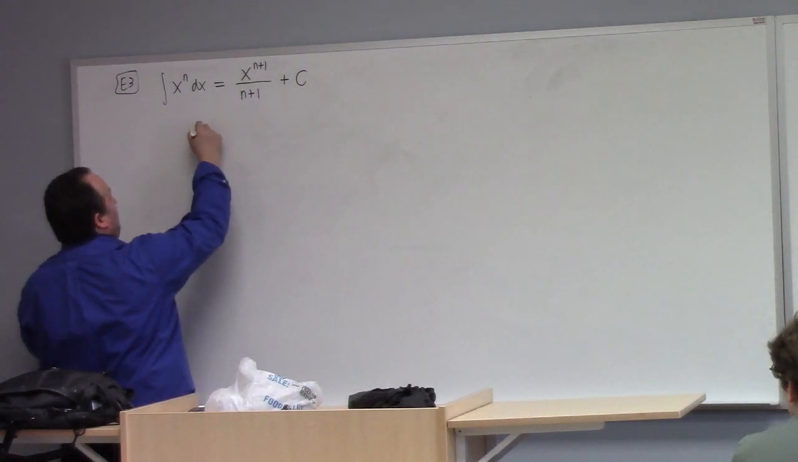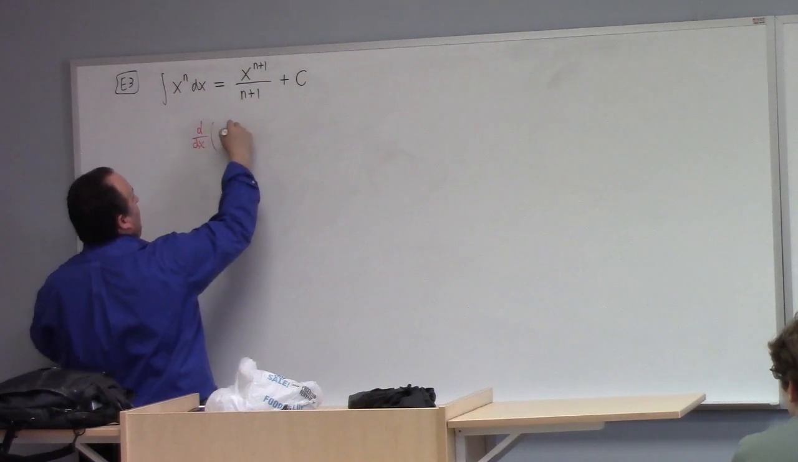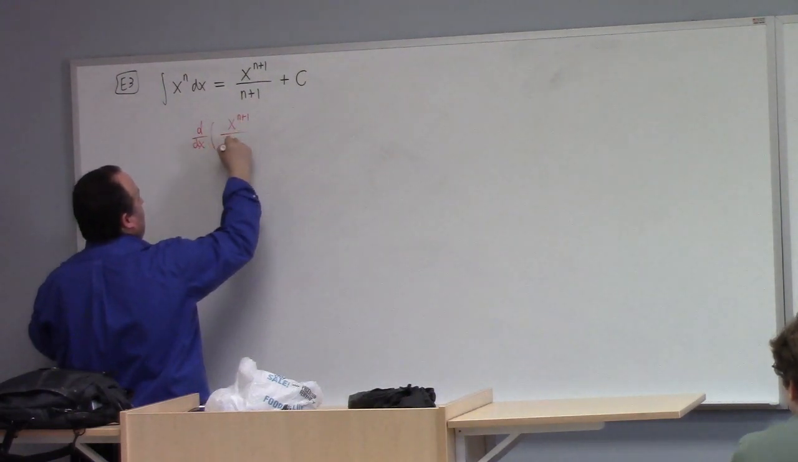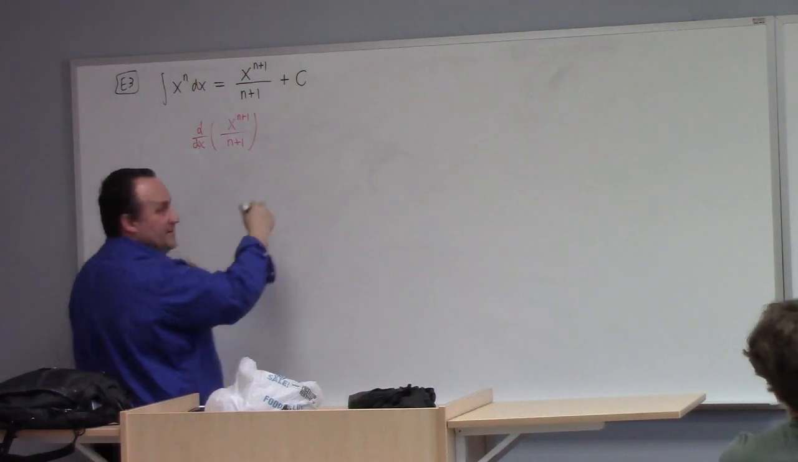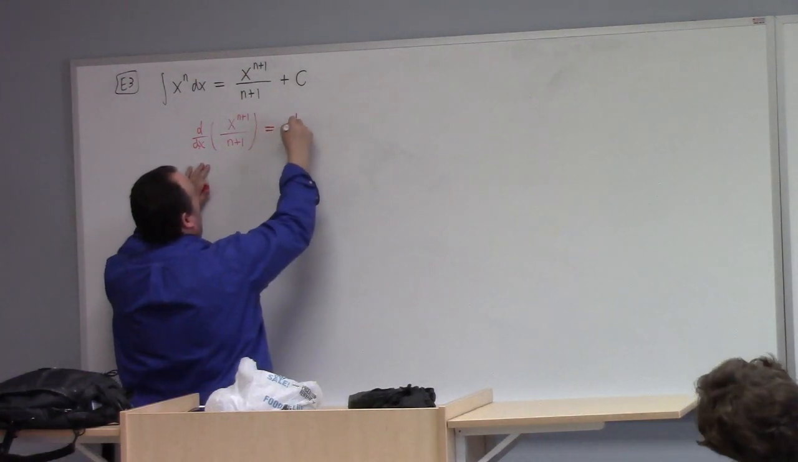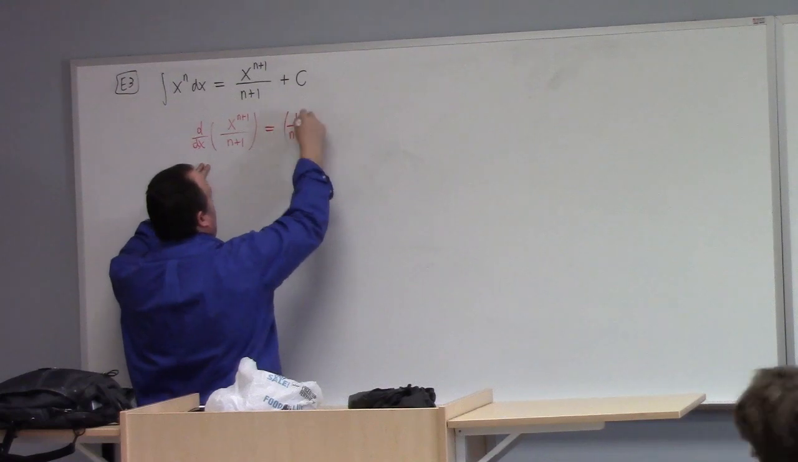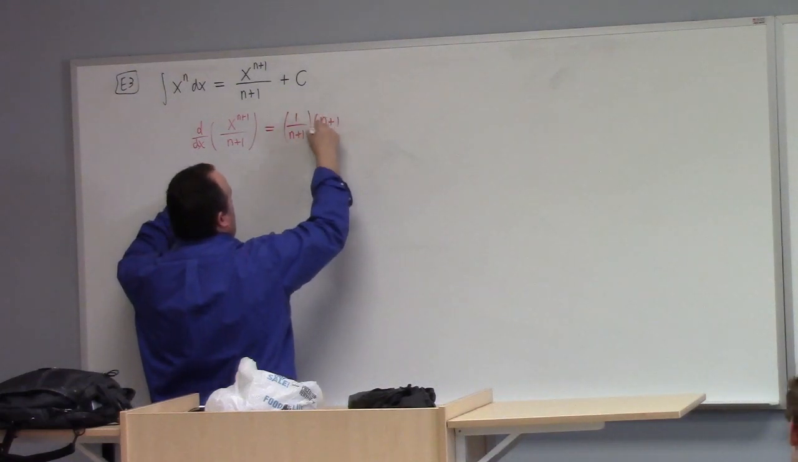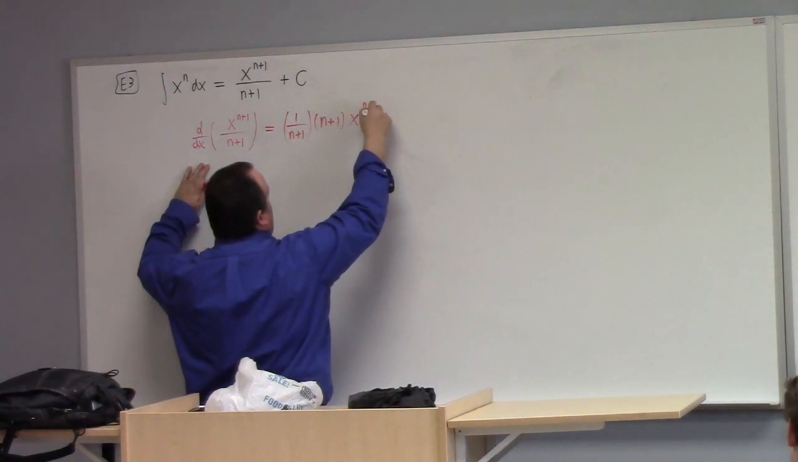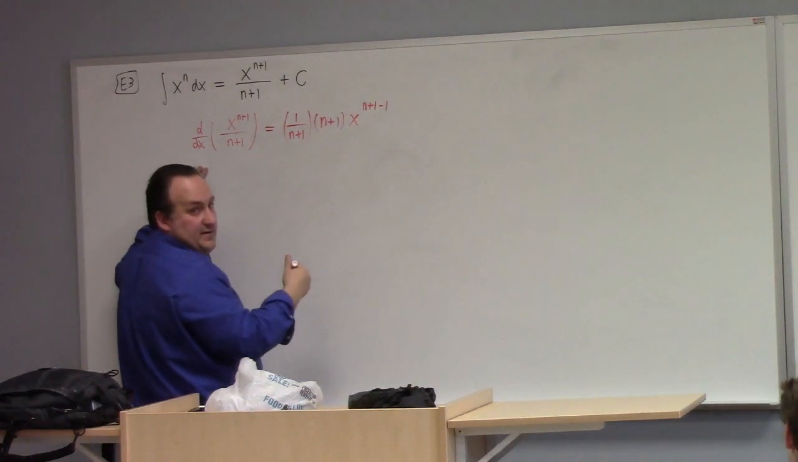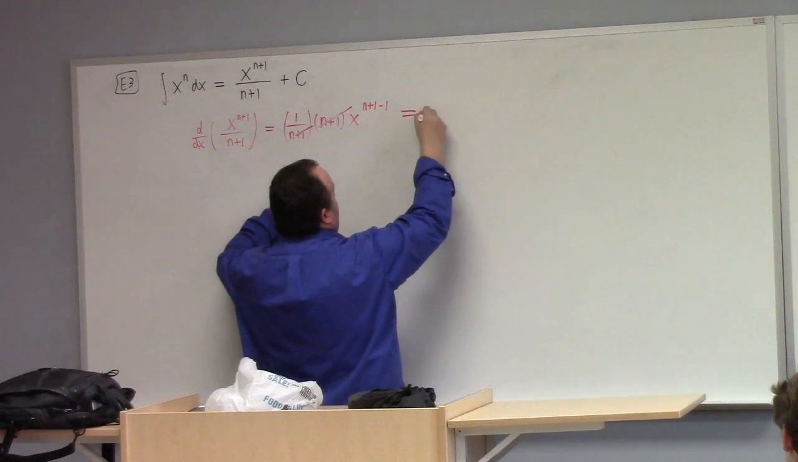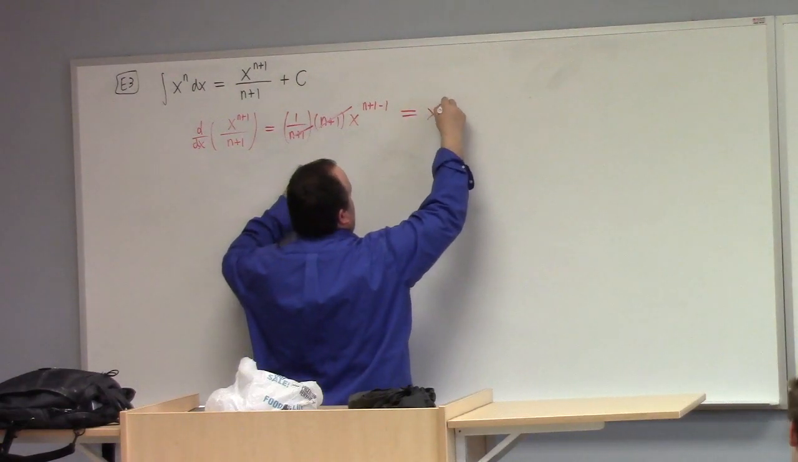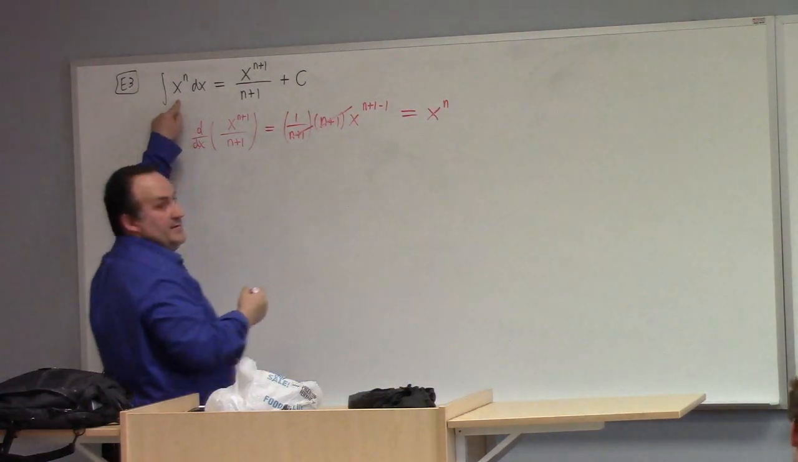So d dx of x to the n plus 1 over n plus 1, right? The constant differentiates to 0. We don't care about that, right? So this is what? 1 over n plus 1 times what? Times n plus 1, x to the n plus 1 minus 1 by the power rule, right? So the n plus 1s cancel, and that's x to the n, which is our integrand.